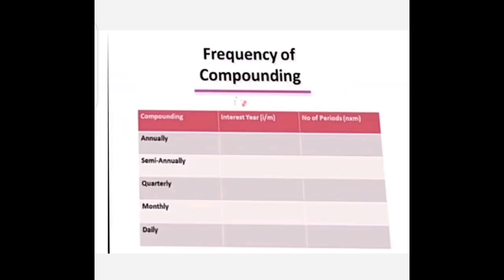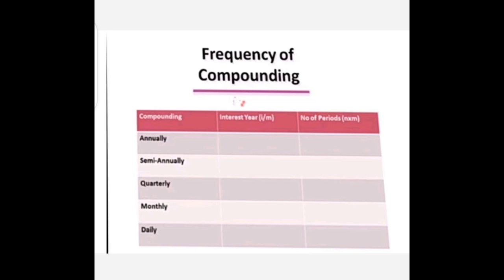So what are the frequency types? There are annual frequencies, semi-annual, quarterly, monthly, and daily. So m represents the frequency, and it will change as we compound annually, semi-annually or quarterly. It depends upon our need.